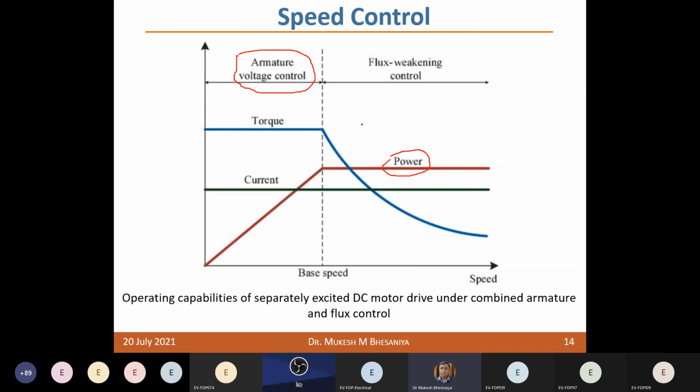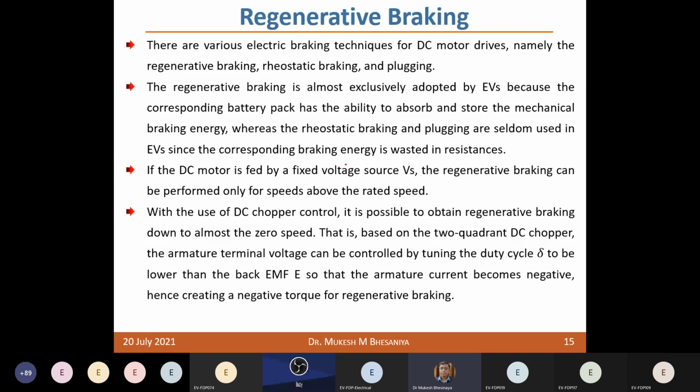Another aspect of these machines is the braking. I will not go into much detail of this one, but this is also important: regenerative braking. Whenever you are using these machines in an EV, you may be operating the machine in one quadrant, two quadrant, or even four quadrant. So I'll quickly explain those configurations as well when we use it.